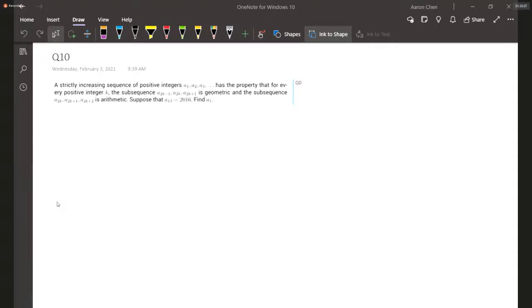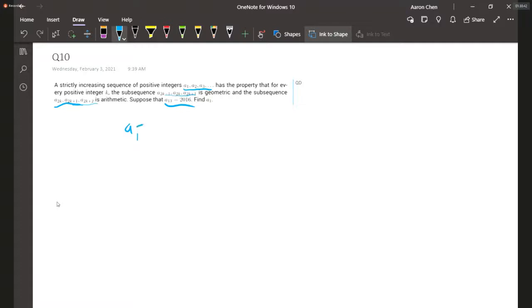All right. So I'll start going over this problem now. You have a strictly increasing sequence of positive integers a1, a2, a3, and so on. They have the property that for every positive integer k, a(2k-1), a(2k), and a(2k+1) are geometric, and a(2k), a(2k+1), and a(2k+2) are arithmetic. Given that a13 is 2016, find a1.